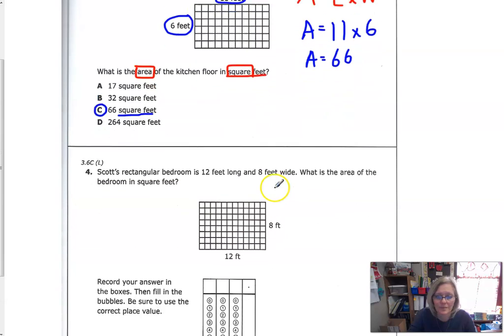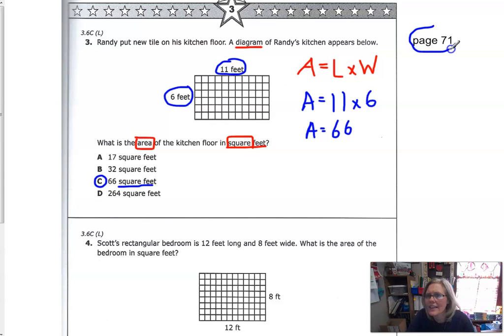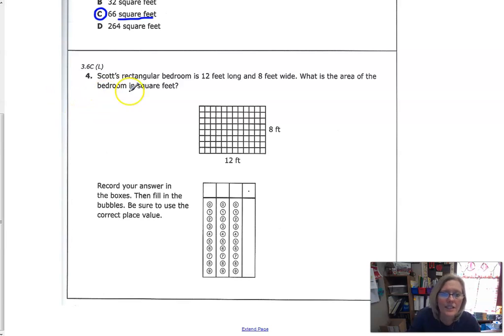All right, so last problem, I think we're on page 71. I didn't say that earlier, but we are on page 71 now. Okay, and here we go. Scott's rectangular bedroom is 12 feet long and 8 feet wide. What is the area of the bedroom in square feet? Once again, you already have the formula for area, and we need to just mark up our CUBE strategy here. So it tells us he has a rectangular bedroom. That's the only thing that we know how to find the area for, either a rectangle or a square, as a third grader anyway.